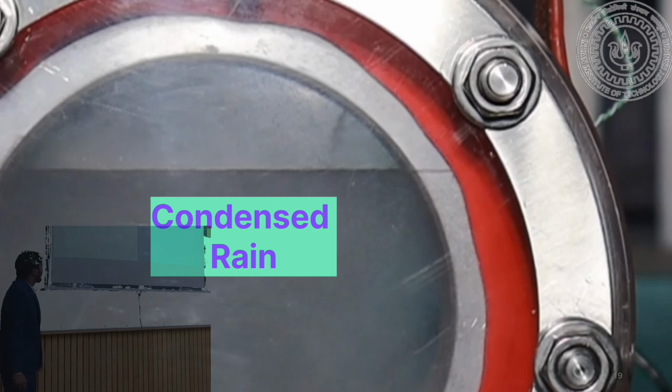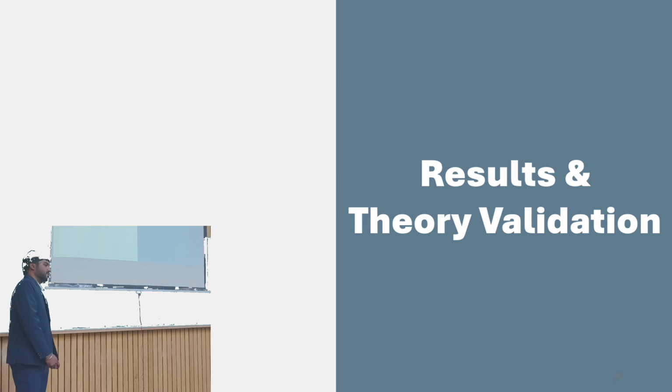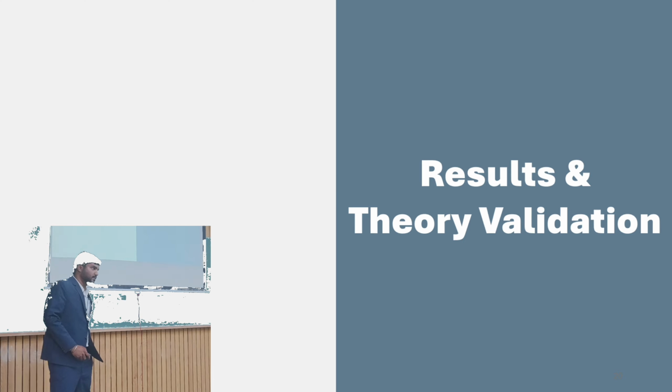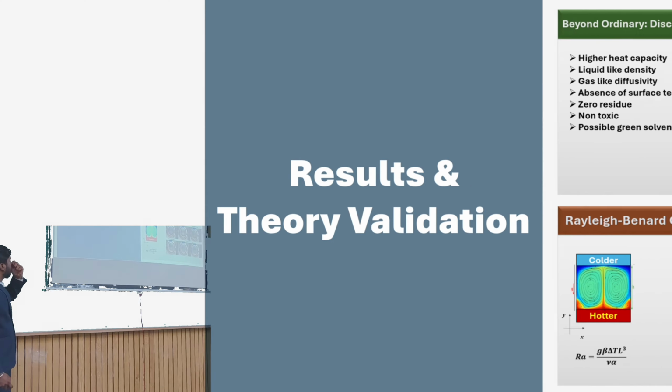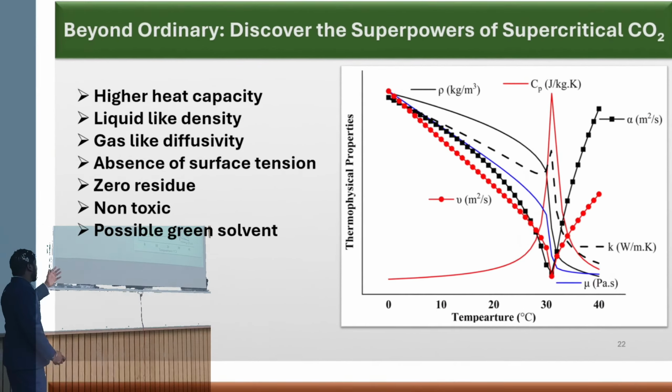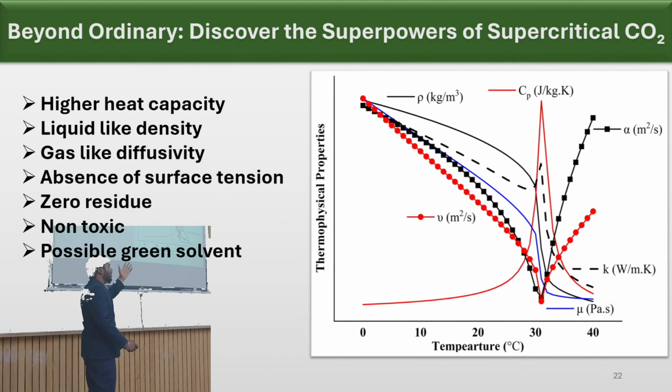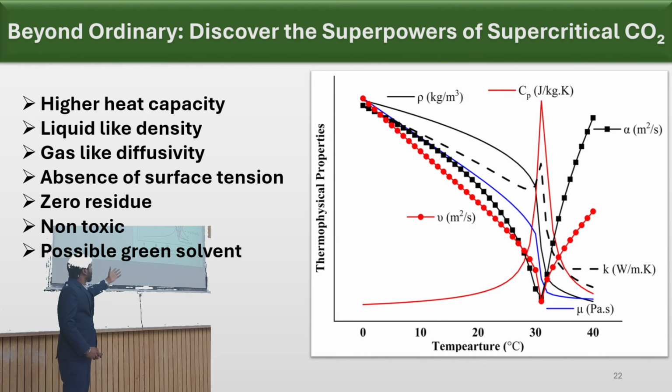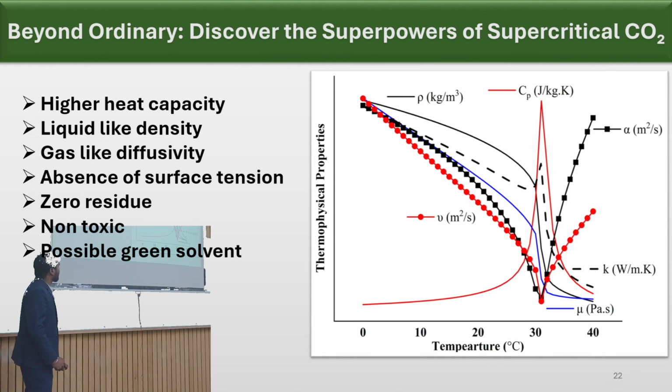Let's move ahead. Now let us validate our experiments, right? We use some established theories and correlations. So let us look at the theory part. Basically, this is the plot of all the thermophysical properties. I have plotted this one using mixed values, and so mainly thermal energy.